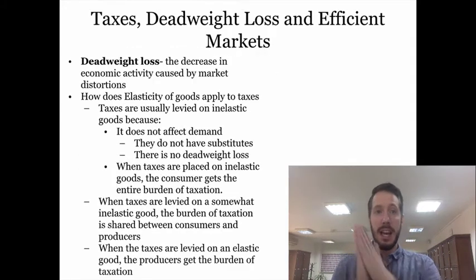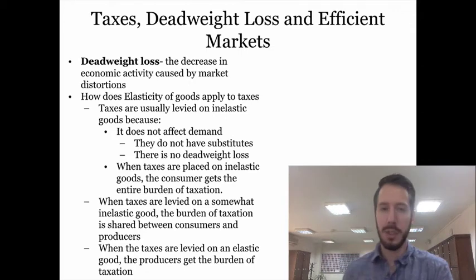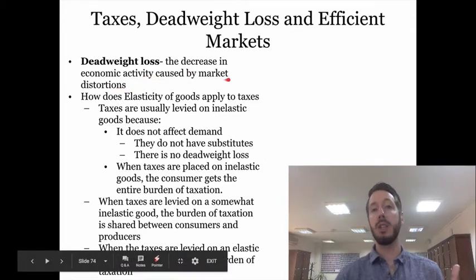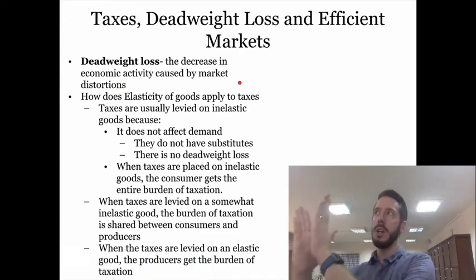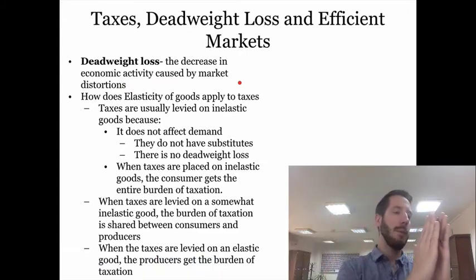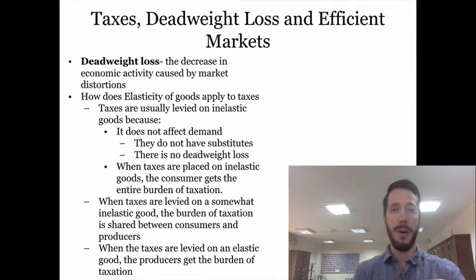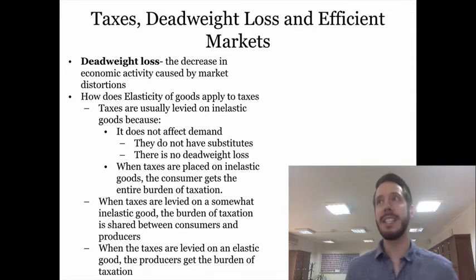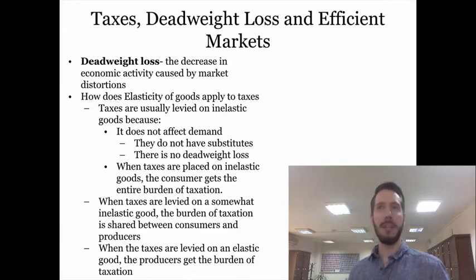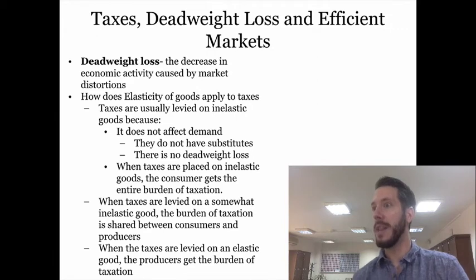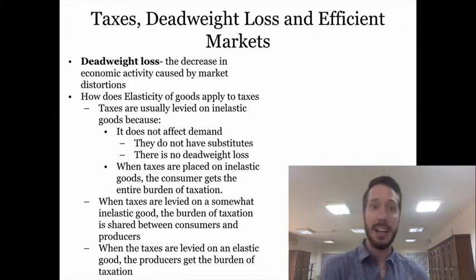Now, the technical term: deadweight loss is the decrease in economic activity caused by market distortions. So how many fewer of those products are consumers going to buy or producers going to put out in the market? You don't want to be too drastic, because then as a government, you're getting less taxable income. You want to maximize the taxable income you're getting on that good, so you don't want to put a ridiculous tax on it.